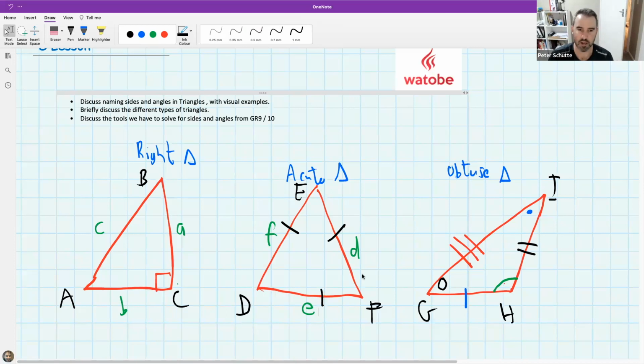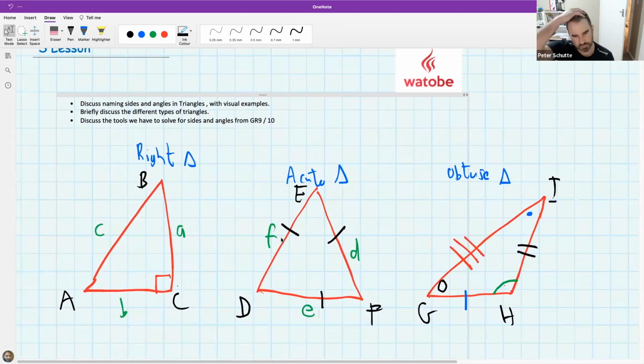Give me a thumbs up if you're okay and familiar with those ideas. Give me a thumbs down if that sounds new to you. That's what I would call triangle basics.